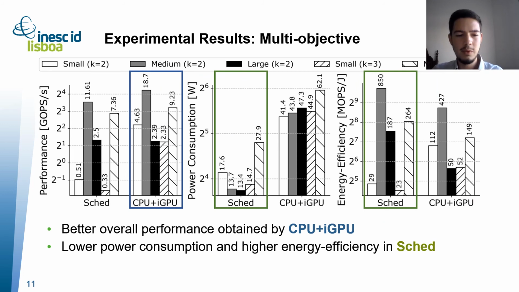When looking at the multi-objective results, using only the scheduler and the CPU plus iGPU scenario, we can derive similar conclusions where the best overall performance is obtained by the CPU plus iGPU. However, the scheduler version will have a lower power consumption and relatively higher energy efficiency.